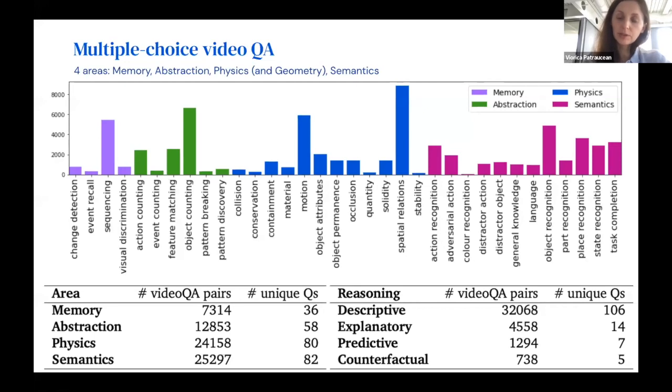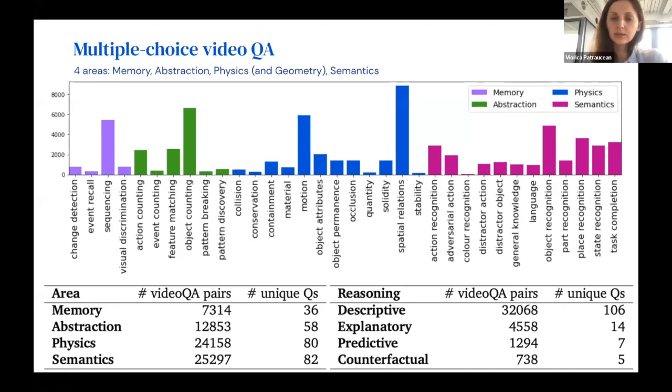So here are some statistics about the questions that we have in the data set. As I mentioned, I presented in the morning, we have all these different skills in 4 different areas: memory, abstraction, physics, and semantics. And each question can fall under one or more of these skills. So actually, we have in total about 40,000 questions. But here, if you count in the table, we go over that because one question can be counted multiple times.